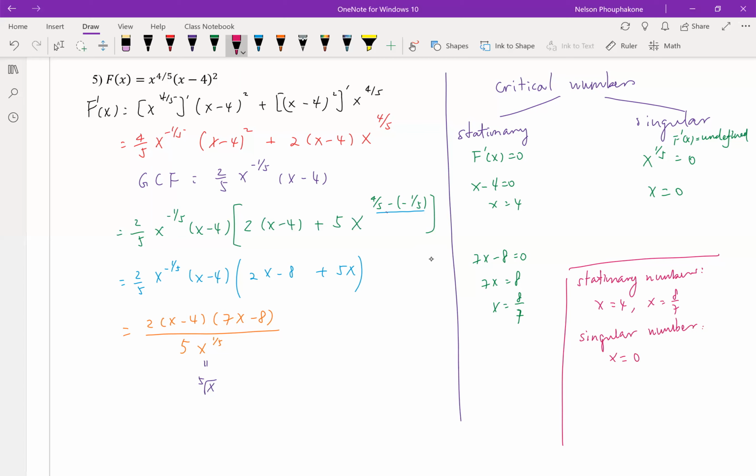And then if we want to find the critical numbers, then x is equal to 0, 8/7, and then 4.